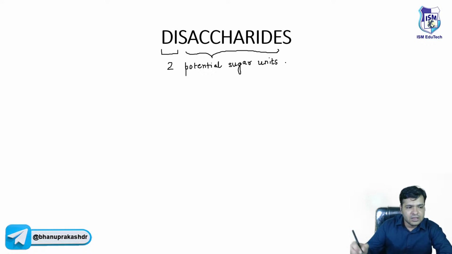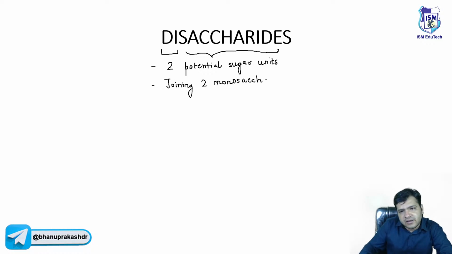So remember, beta, it is joining two monosaccharides. And remember that these two monosaccharides are joined together by a glycosidic bond.